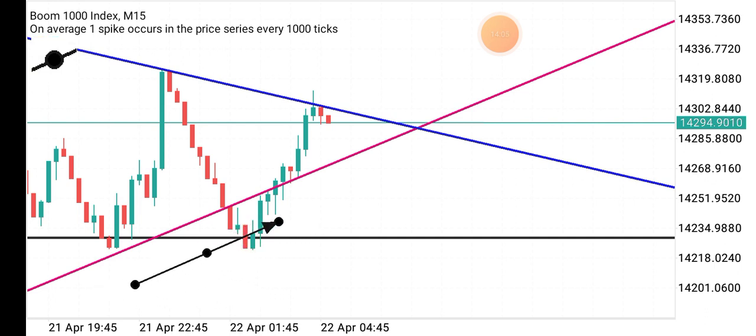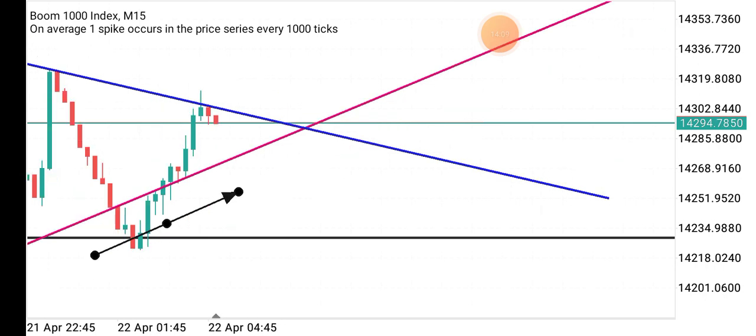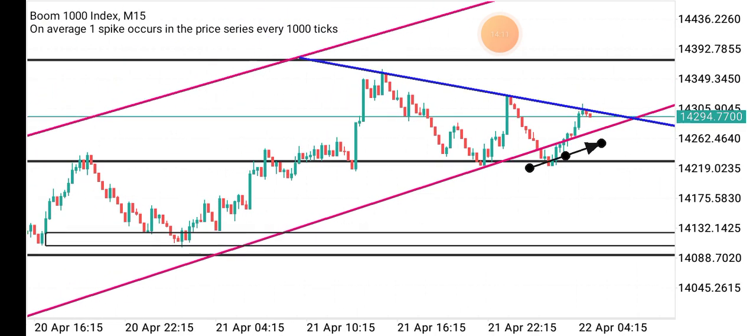Be very careful of this point, else just be patient and wait. Then if you can wait for it to go below this black line and close nicely below this black line, you can sell and target this zone, because there's a very high chance it's coming back to this zone, guys.